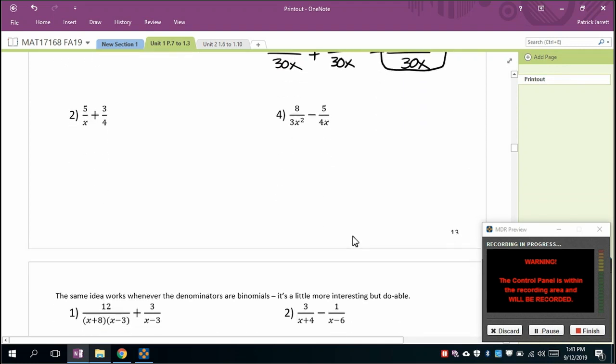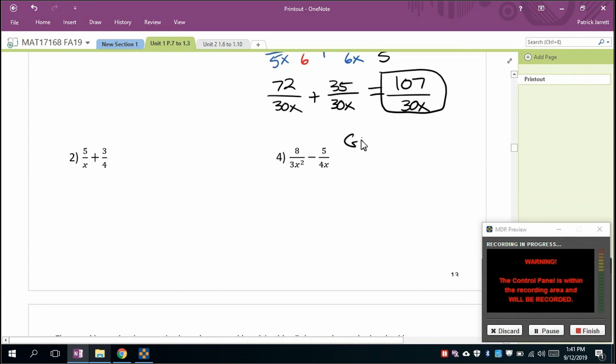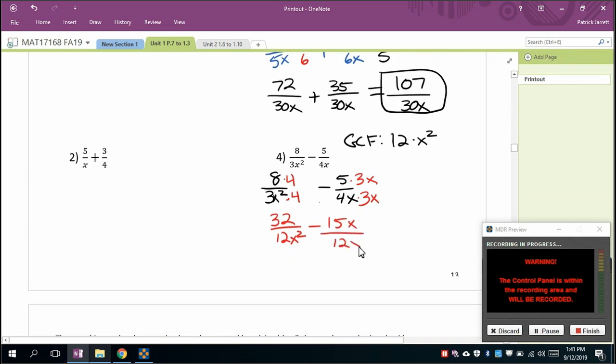Now, for this number 4, that's a little more fun, because we need to have a greatest common factor. Now, between 3 and 4, it would be 12. But we'd have to have an x squared. So we'll have 8 over 3x squared minus 5 over 4x. So we're going to multiply the numerator and denominator of each to get our common denominator of 12x squared. 3x squared times what is 12x squared? 4. So it's going to be a 4 here. 4x times what is 12x squared? Well, 4x times 3x. So we'll have 3x here. So we'll have 32 over 12x squared minus 15x over 12x squared, leaving us with 32 minus 15x over 12x squared.